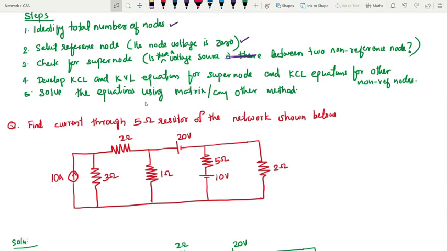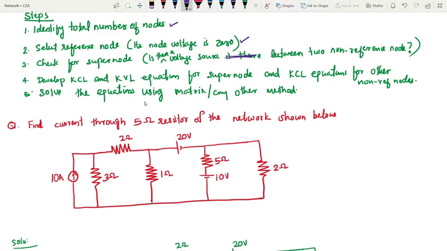The next step is to check for a super node. That means there is a voltage source between two non-reference nodes. If a voltage source is there, that indicates a super node. Then we need to apply KCL and KVL equations at the super node to get two equations, and a normal KCL equation at the other non-reference nodes. So these are the methods we need to follow in order to obtain the equations from a network having a super node.